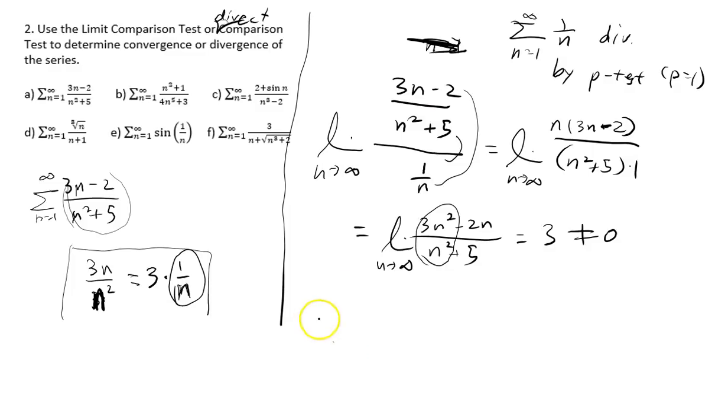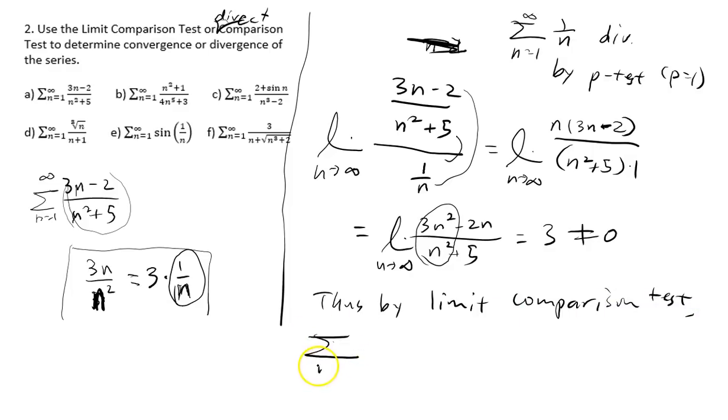So what we say finally is that, by the limit comparison test, the summation from n equals 1 to infinity of 3n minus 2 over n squared plus 5 diverges, because it's comparable to another series which diverges. That's why.